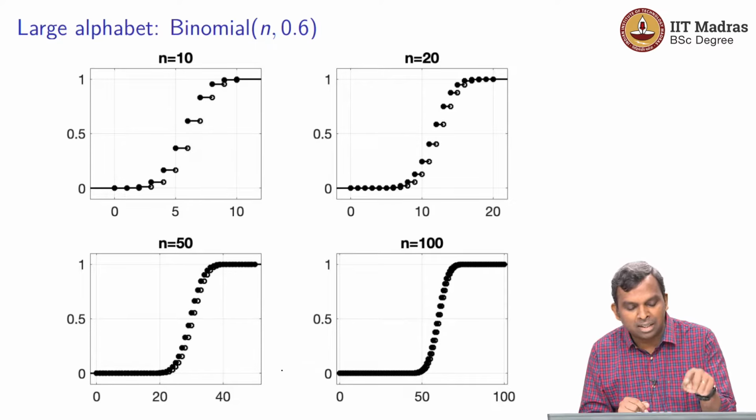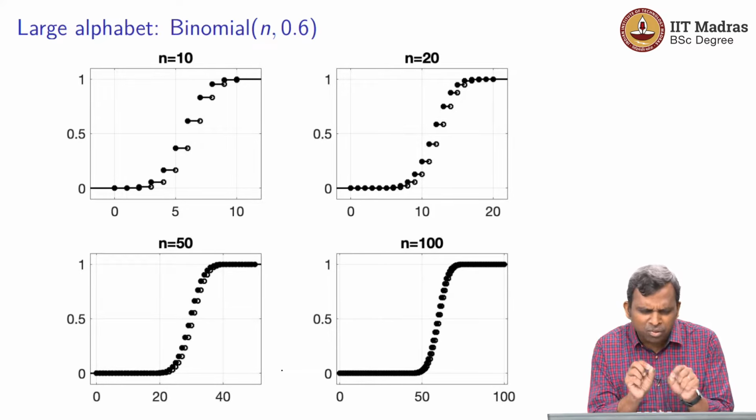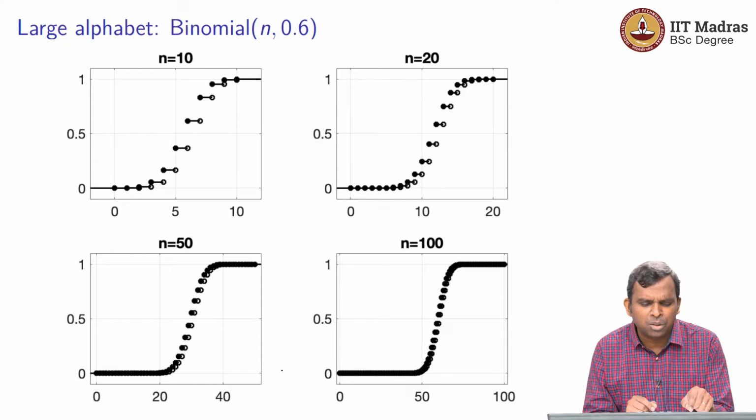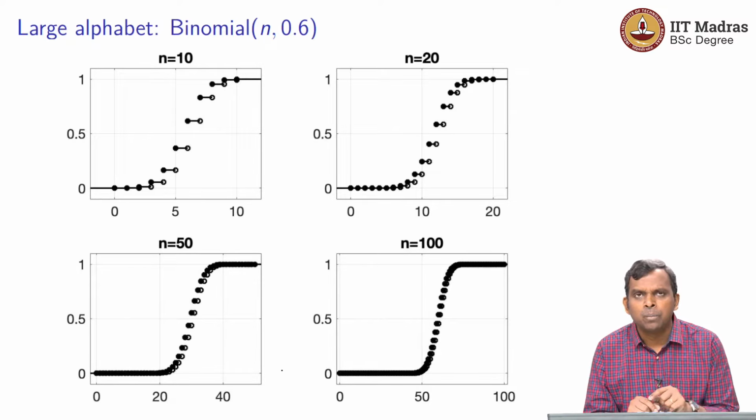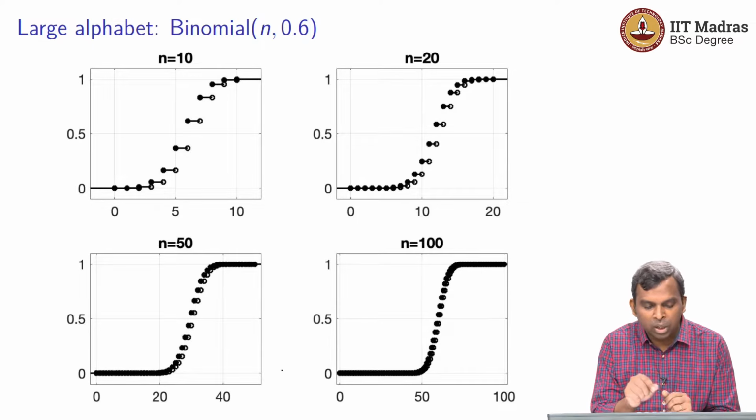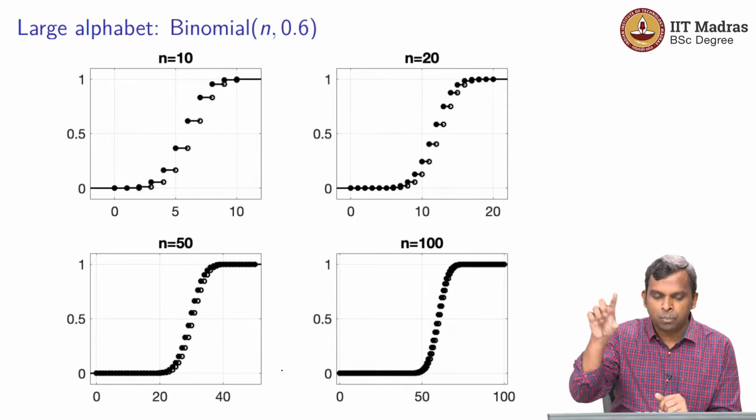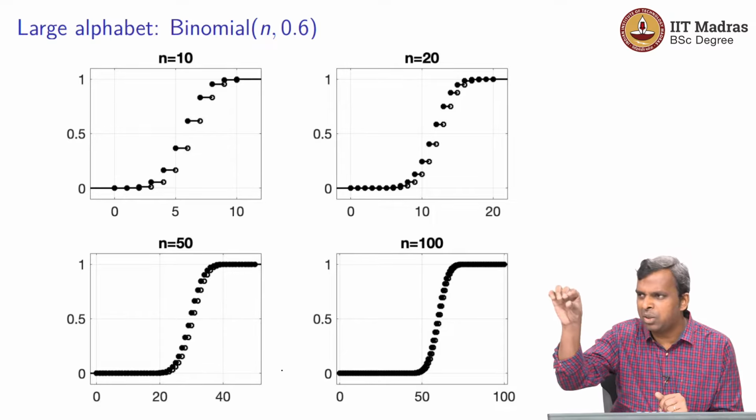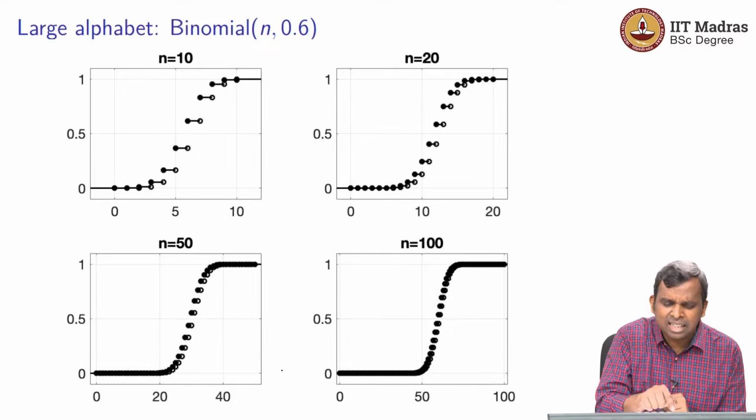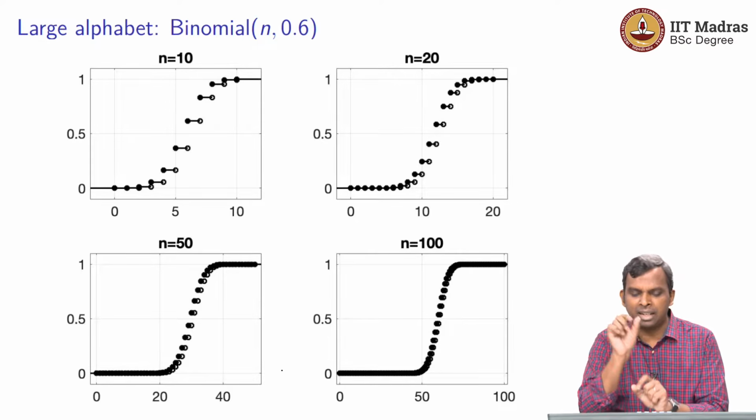Remember when n is 10, x takes values 0 to 10. At every point, it jumps. At 0, it jumps by a very small number. Why is it very small? Because the probability that x takes value 0 is 0.4 raised to the power 10, which is very, very small. So you see a very tiny jump there, and slowly as it comes close to 5 and 6, you start seeing the big jumps. Then as it goes closer to 10, again you see very tiny jumps, but at least you can see the jumps. When n is 10, you can see the flat segments and the line segments.